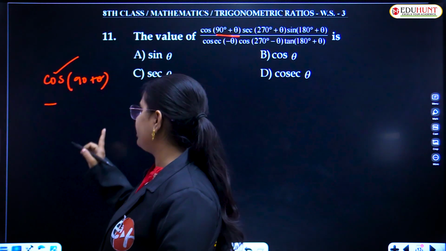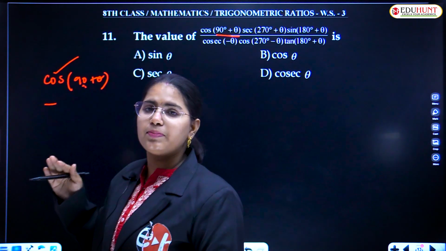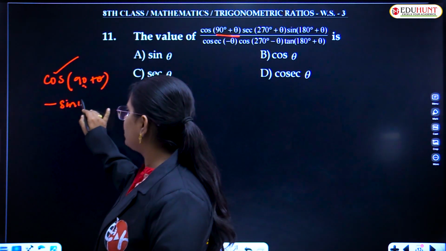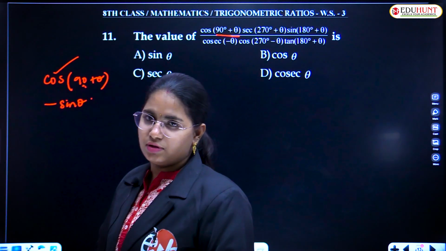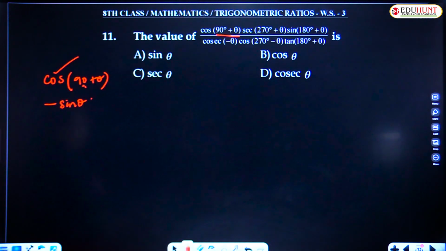So as it is an odd multiple of 90, cos changes to sin. So this becomes minus sin theta. Please go through it once.